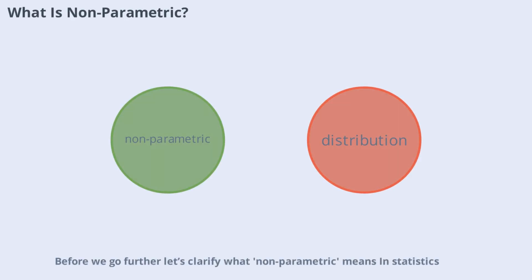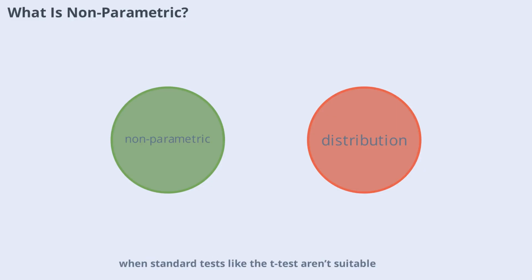Before we go further, let's clarify what nonparametric means. In statistics, nonparametric tests don't assume your data follows a specific distribution like the bell-shaped normal curve. This is especially useful when your data is skewed, has outliers, or is measured on an ordinal scale. The Mann Whitney U test fits perfectly here, as it compares the ranks of values rather than the values themselves. This flexibility makes it a go-to method when standard tests like the t-test aren't suitable.